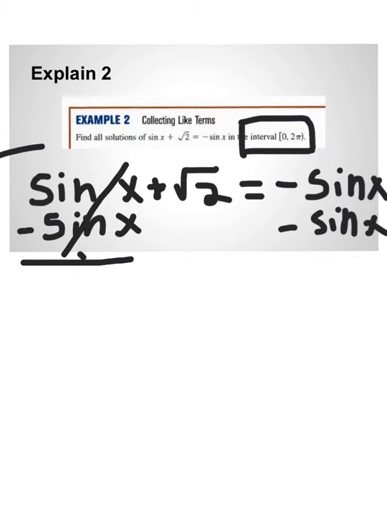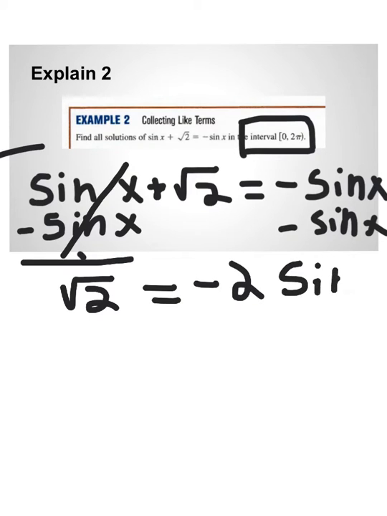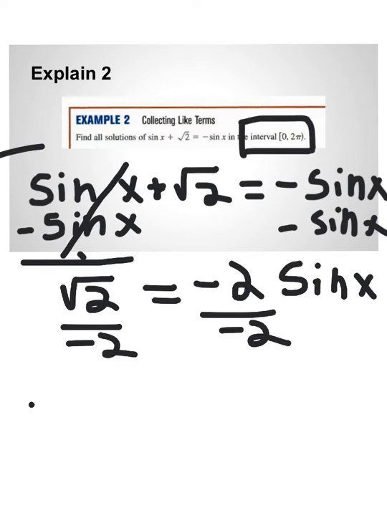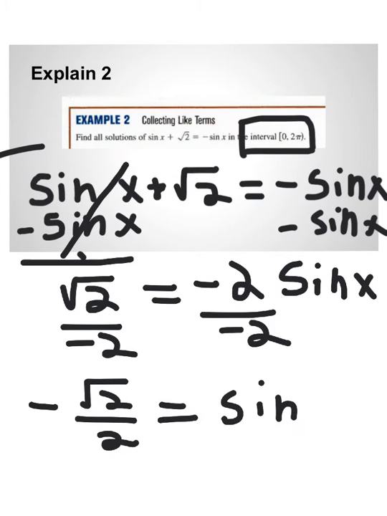So sine x minus sine x is 0, and I'm left with the square root of 2 is equal to negative 2 sine of x. Now to isolate, I'm going to divide by negative 2, and I'm left with negative square root of 2 over 2 is equal to sine x. Now our goal from here is to find all the angles between 0 and 2 pi that when I take the sine of, I get negative square root of 2 over 2.